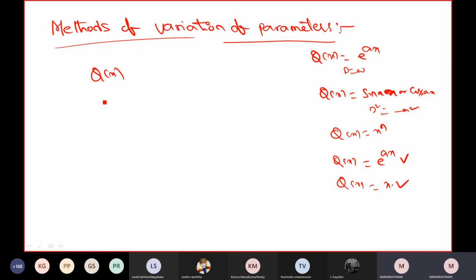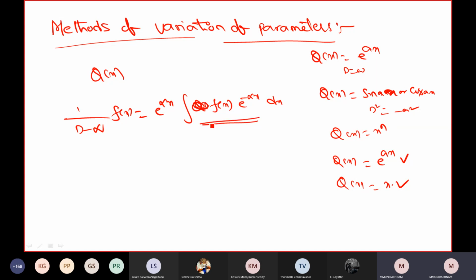Because in the case of 1 by D minus alpha into f of x, you know it is e power alpha x into the integral of f of x into e power minus alpha x dx. So in this case, we need to evaluate this integral. If we are unable to evaluate this kind of integral, then it's not easy to find this. At that time, you go by the method of variation of parameters.